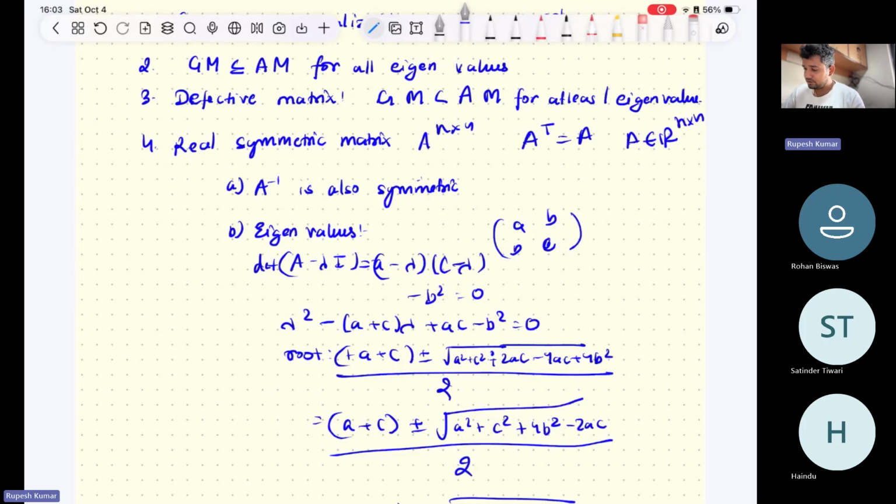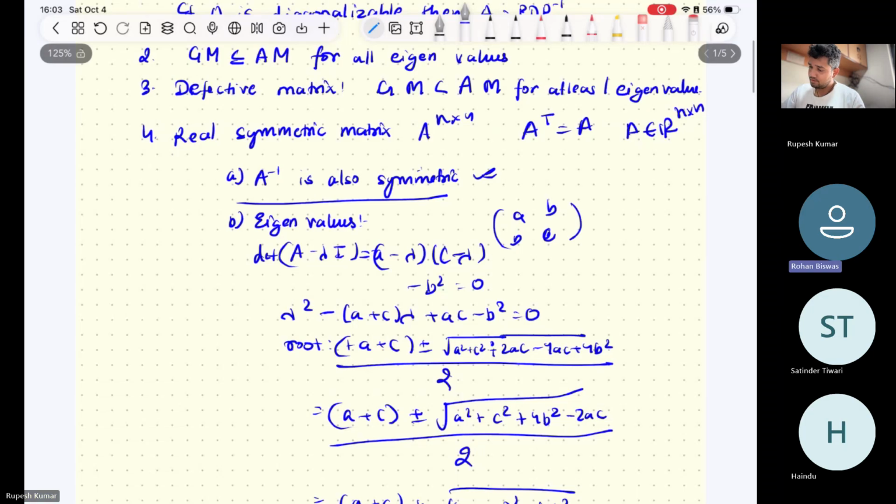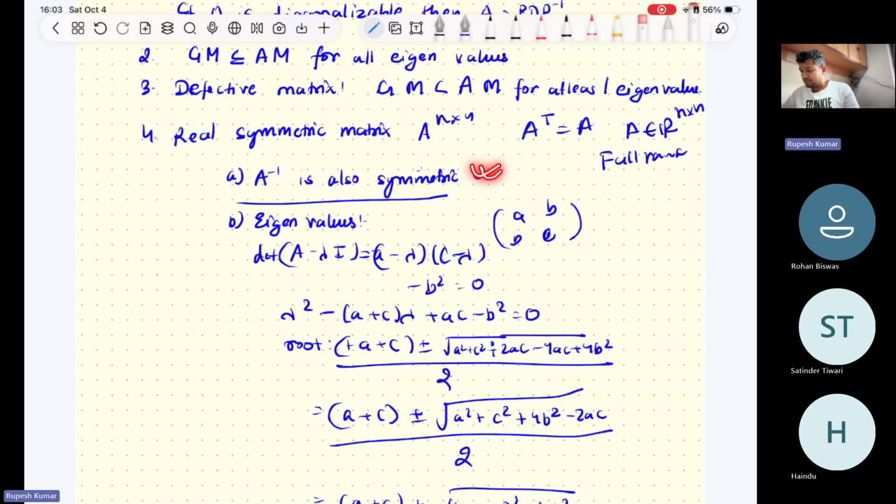Now A inverse is also symmetric. Can we prove this, everyone? Any doubts? If it exists, it's a full rank n cross n real symmetric matrix. Let's put it here, full rank also. So it will be symmetric. If you have any doubt, please ask me.